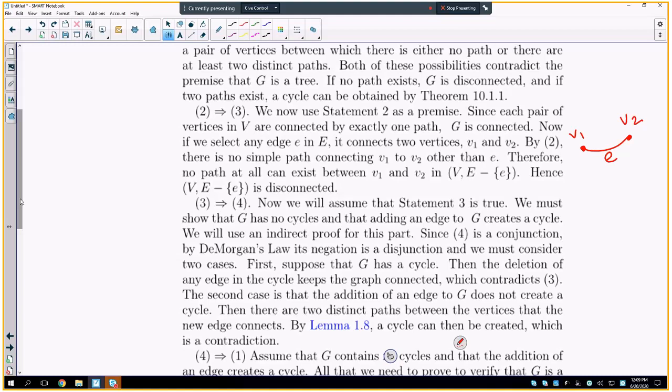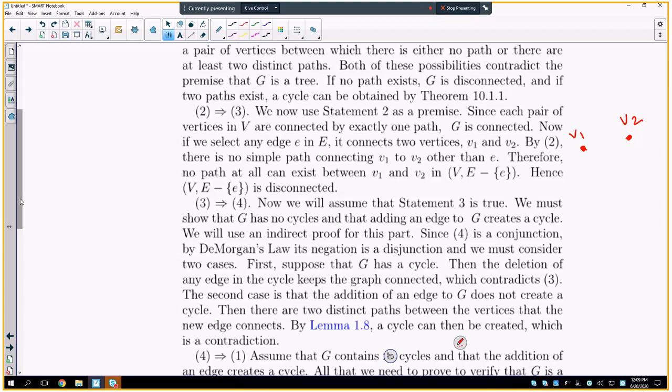Now, for sake of understanding, let's take that edge away. Let's delete that edge from our edge set. Then there is no connection between V1 and V2. So taking away any edge from a graph where any pair of distinct vertices has a unique path connecting them is going to make that graph a disconnected graph, which proves number 3.